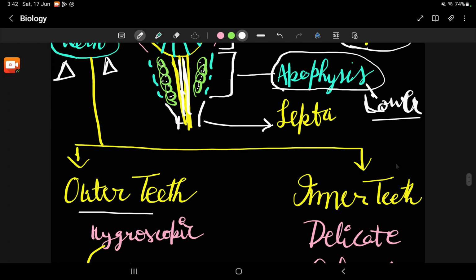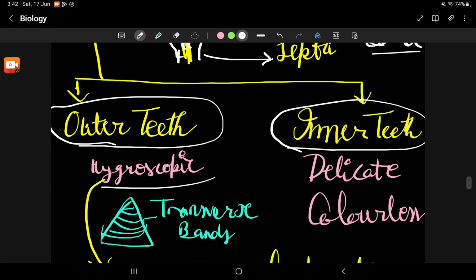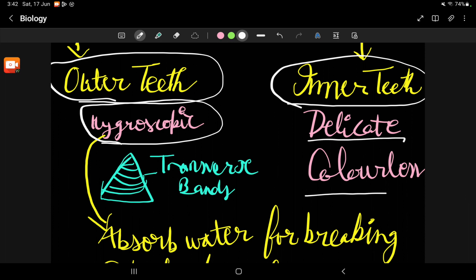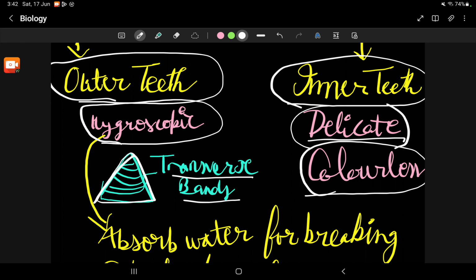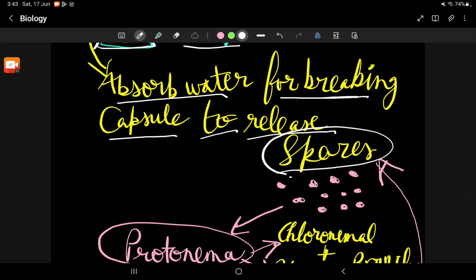Let's see the differentiation between outer and inner teeth. Outer teeth are hygroscopic in nature, they are water absorbing, and inner teeth are delicate and colorless. Outer teeth have transverse bands on them like this. They are triangular in shape, and these are transverse bands around the teeth. They absorb water for breaking the capsule. They absorb water and become swollen and heavy in weight, because of which the capsule ruptures to release the spores outside so that they can germinate.